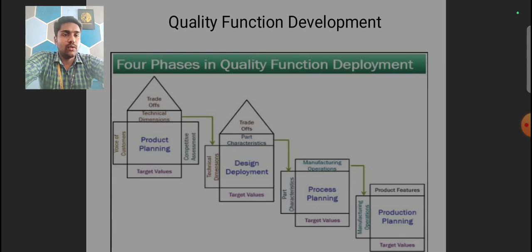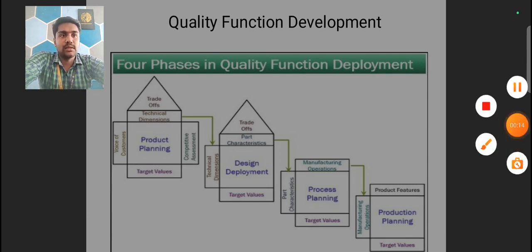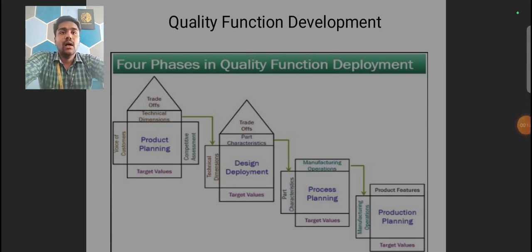Today I am going to continue the lecture on TQM tools and techniques from the previous lecture. In the previous lecture, we discussed the Six Sigma rules and regulations, along with the procedure for the execution of Six Sigma. And here comes the next quality tool, or TQM tool, which is nothing but quality function deployment.